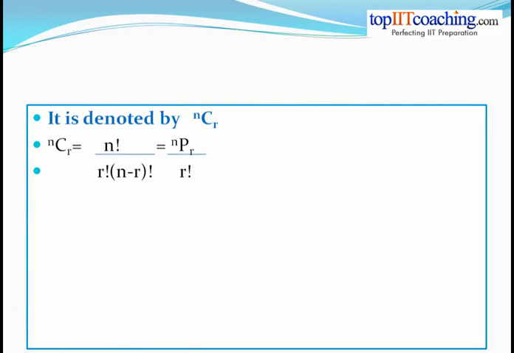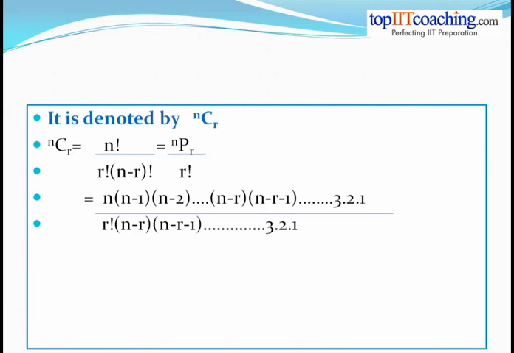So what we can say is permutations denote 2 steps, that is, first step is selection of things and then arranging them. So r factorial represents the arrangement of things and nCr represents the selection of things. Once again I would say that permutation represents 2 steps, first selection of things and then arrangement of those things. Here nCr represents the selection of things and r factorial represents the arrangement of those things.